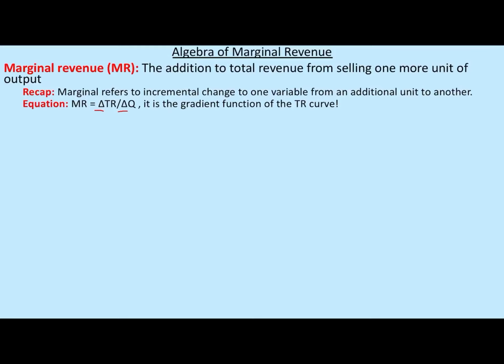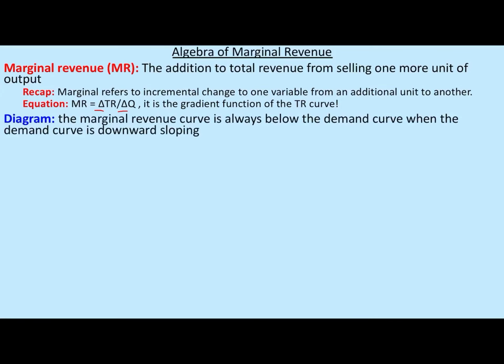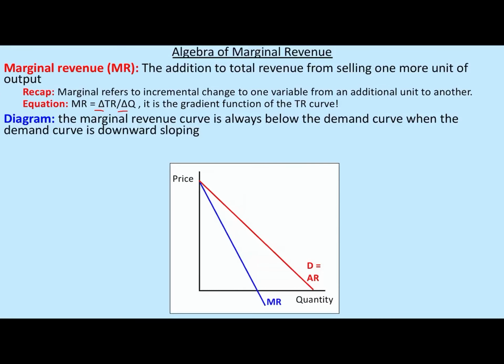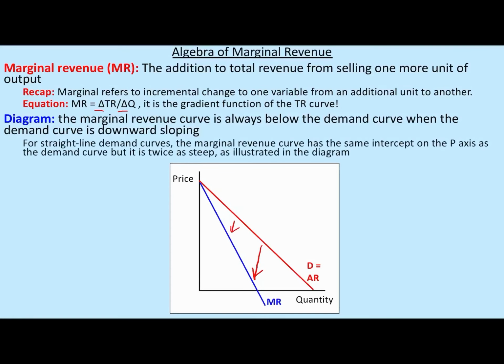Marginal revenue is the gradient function of the total revenue curve. It is the differential of total revenue with respect to quantity. So, to recap the diagram, the marginal revenue curve is always below the demand curve when the demand curve is downward sloping. Our blue MR curve is always below our red AR curve.